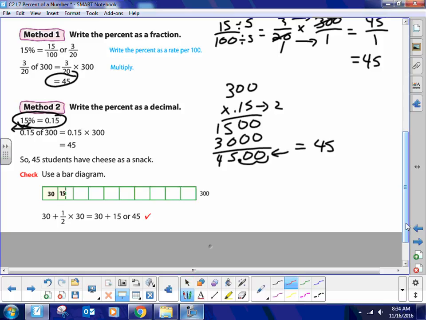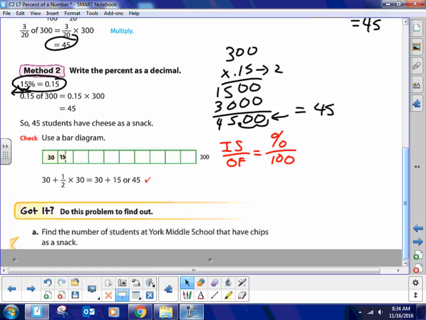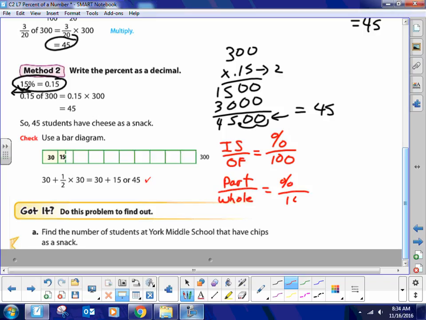Here is an equation that I'd like you to write down. Is over of is equal to percent over 100. Okay? Now, don't panic. This is very easy to do. Okay, so what we're looking for are actually here. There's another way that they like to write it. Here, I'm going to ignore this for right now. All right, this is really part over whole equals percent over 100.